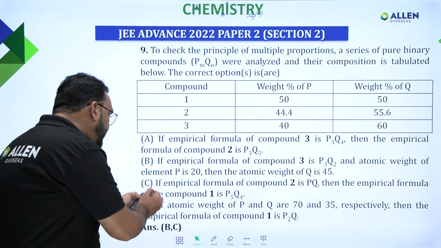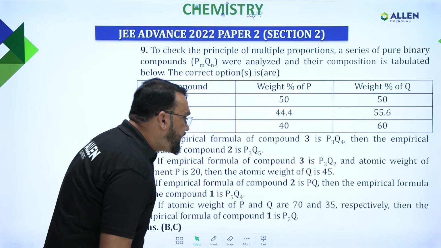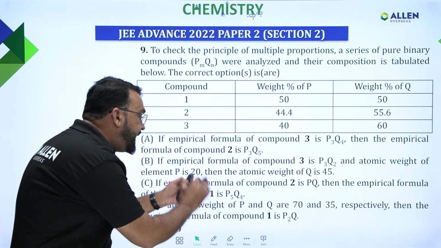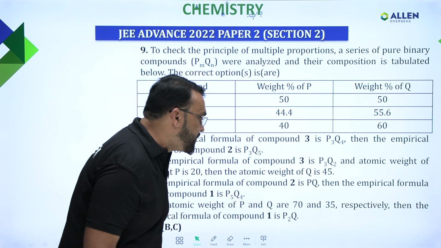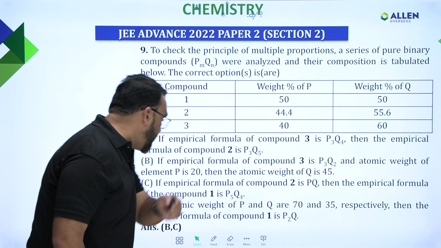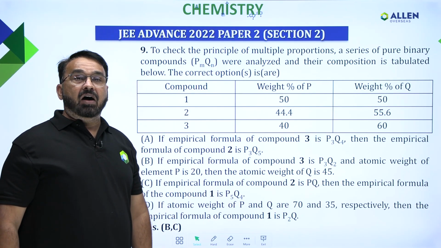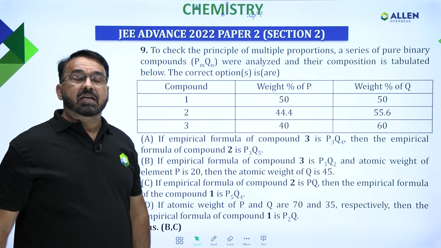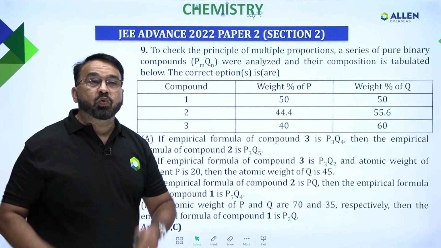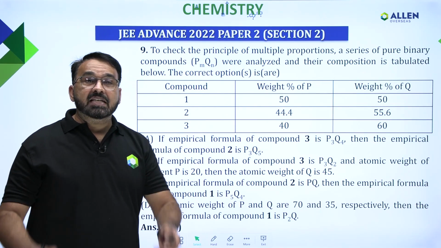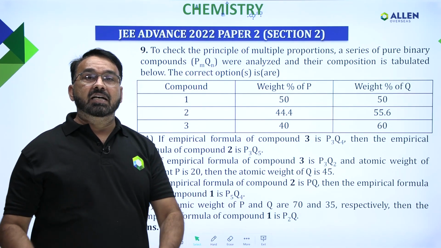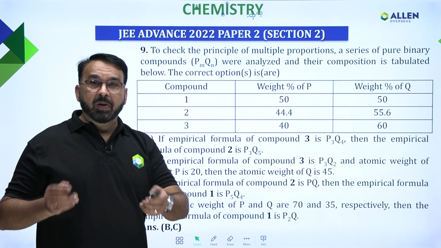Okay, and then option D says that if atomic weight of P and Q are 70 and 35 respectively, students, then the empirical formula of the compound 1 is P2Q. Okay, students, now the correct options are B and C. That means options A and D are incorrect. So we have to prove that options B and C are correct options and options A and D are incorrect. So that we are going to discuss in the detailed solution. So please be with me, students.